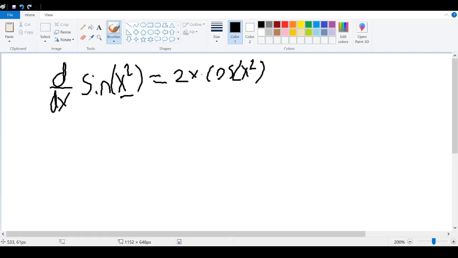And now, what if I gave you the opposite question? Let's say I wanted you to integrate 2x times cosine of x squared dx. Well, you might say, well, I know that the derivative of sine of x squared is that function, so by the fundamental theorem of calculus, the integral of this function must be equal to sine of x squared. And you would be right, except what if you didn't know that the derivative of sine of x squared was this function? How would you evaluate it?